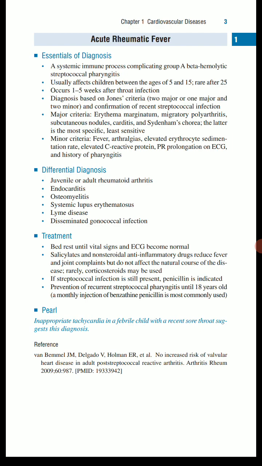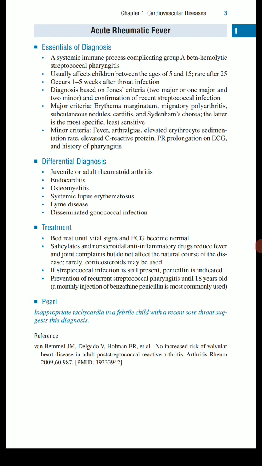What are the essentials of diagnosis of acute rheumatic fever? One has to know that it is a systemic immune process complicating group A beta hemolytic streptococcal pharyngitis. It's basically group A, not group B. It usually affects children between ages 5 and 15. It is rare after 25 years. It occurs 1 to 5 weeks after throat infection. And diagnosis is based on the Jones criteria, where we consider 2 major or 1 major and 2 minor, plus confirmation of recent streptococcal infection.